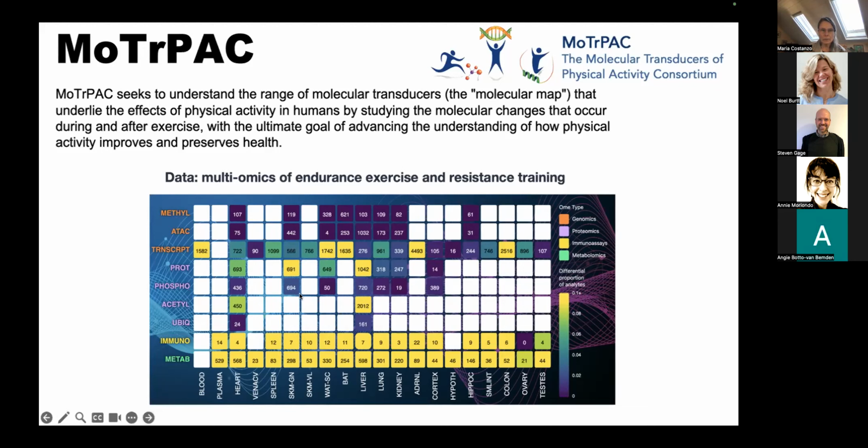Of course, with rats, they can get samples of many, many more tissues than they can in humans. So they've looked at all these different tissues on the x-axis, and then they look at many different analytes, as they call them, things that are analyzed, all the way from DNA methylation, open chromatin, transcription levels, and then protein levels and protein post-translational modifications, also metabolites, and it's really a comprehensive panel of analysis.